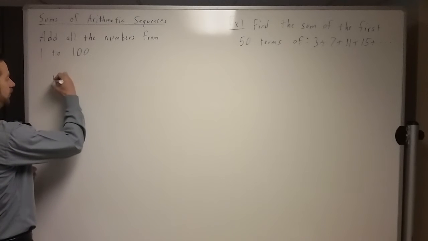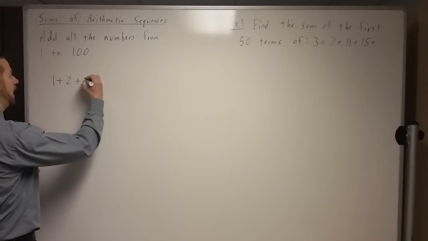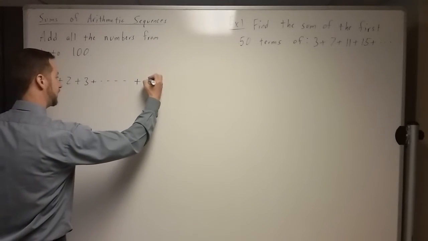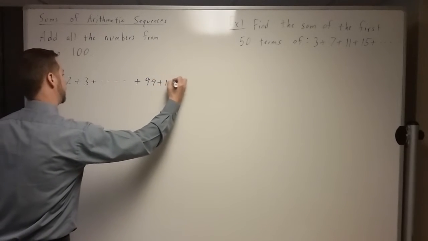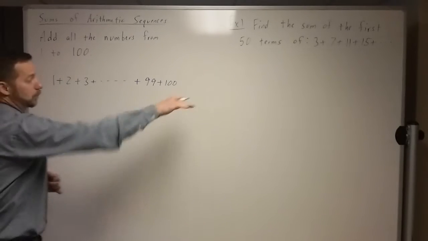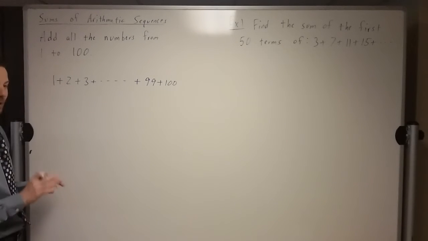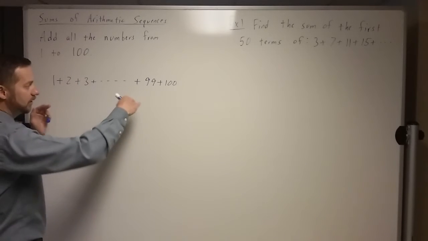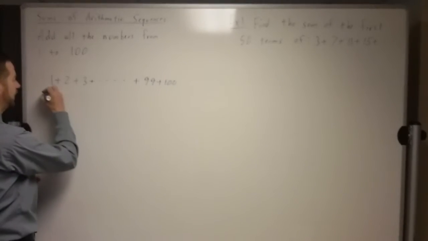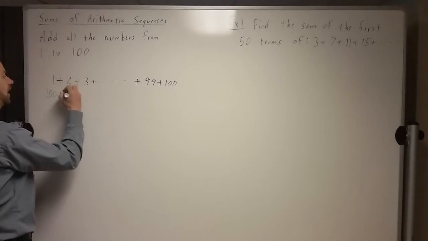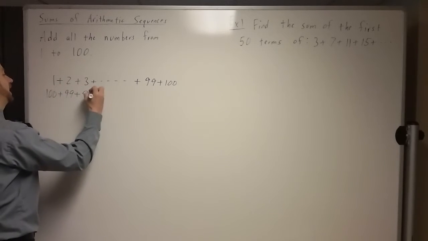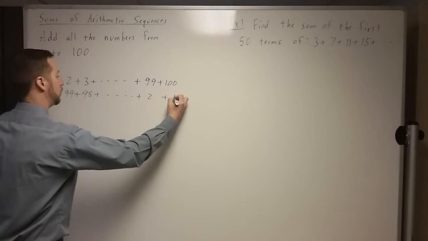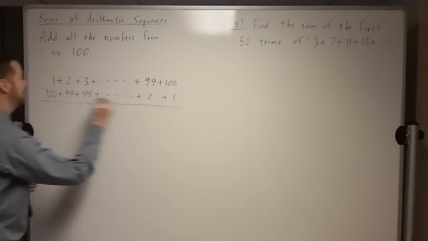You just take all these numbers from 1 to 100 and arrange them like this, and then plus 99 plus 100. All right, so that's what we want to do. But I'm going to take that same set and write it below this, but the other way around. So we'd have 100 here plus 99 here plus 98 here, and then when we get down here, plus 2 plus 1. And then we're going to add this together vertically.